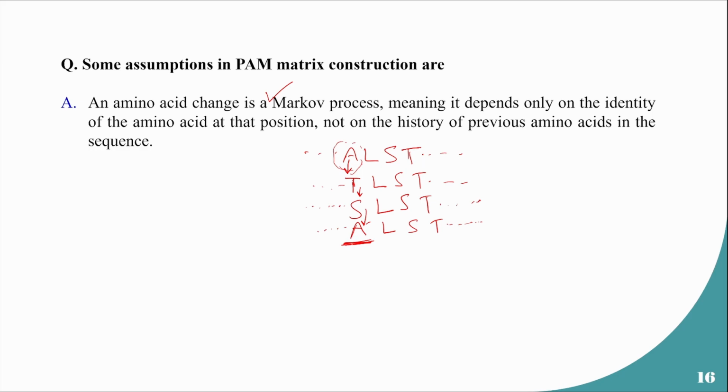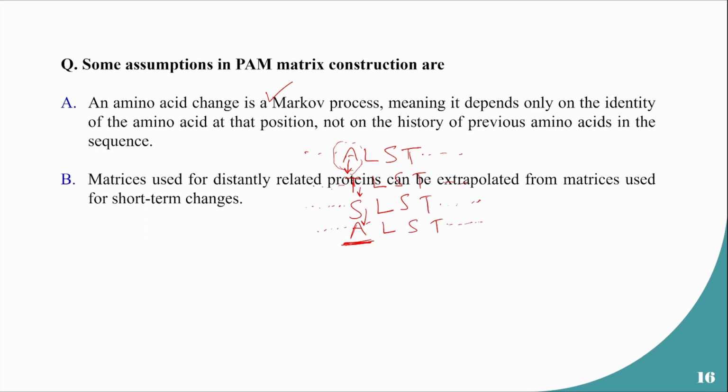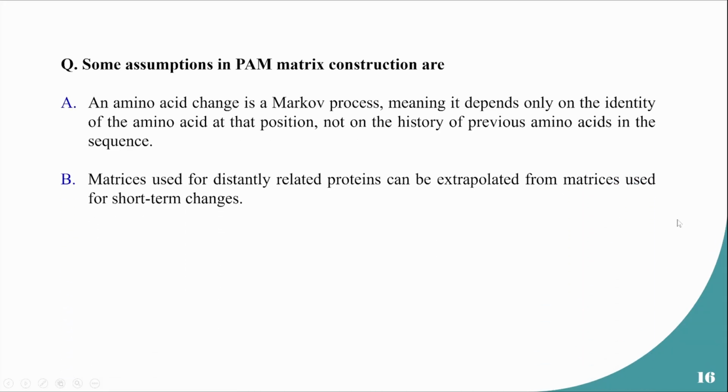And again, it also assumes that the mutations will accumulate gradually. Sorry, mutations will accumulate gradually, and it can be reversible as well, as we saw that if at the initial position there was an alanine, after multiple times of mutations, we can again expect to see alanine in that place, right?